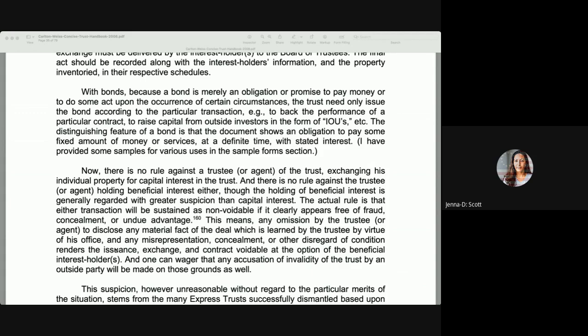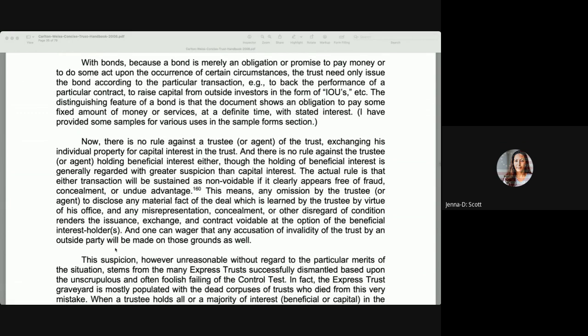Now, there is no rule against a trustee or agent of the trust exchanging his individual property for capital interest in the trust, and there is no rule against the trustee or agent holding beneficial interest either, though the holding of beneficial interest is generally regarded with greater suspicion than capital interest. The actual rule is that either transaction will be sustained as non-voidable if it clearly appears free of fraud, concealment, or undue advantage. Footnote 160.